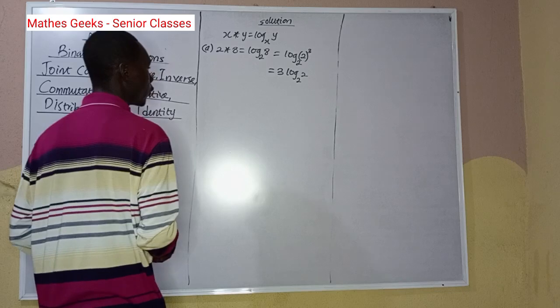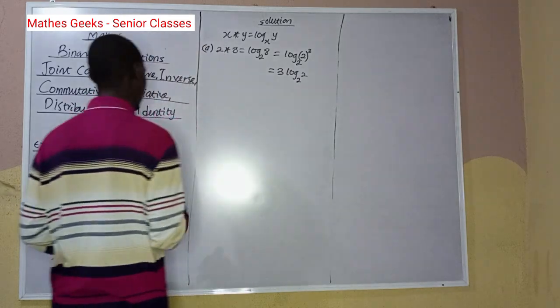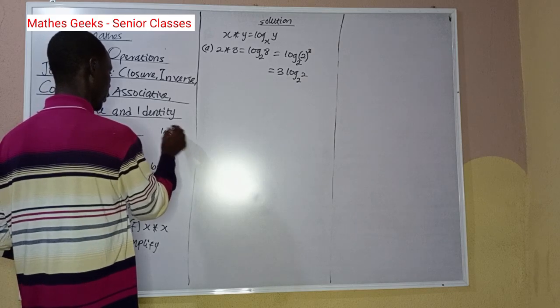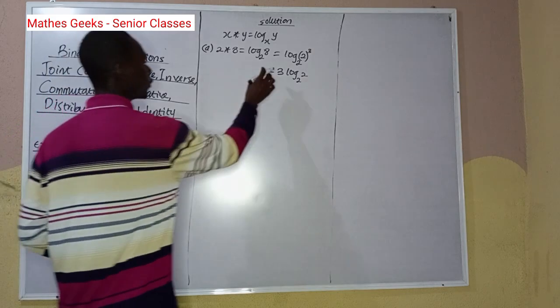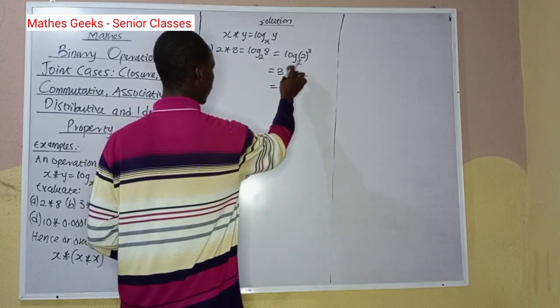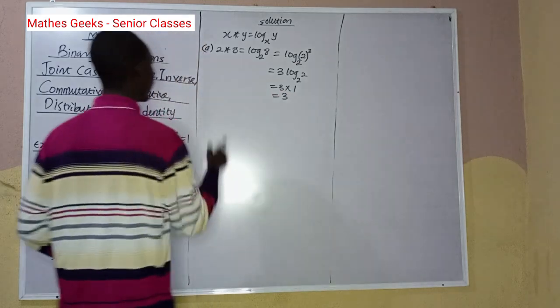The logarithm of a number to that same base will give you 1. So that means logarithm of a to base a will give you 1. So this is equivalent to 3 times 1. So logarithm of 2 to base 2 will give you 1, and that's equal to 3.